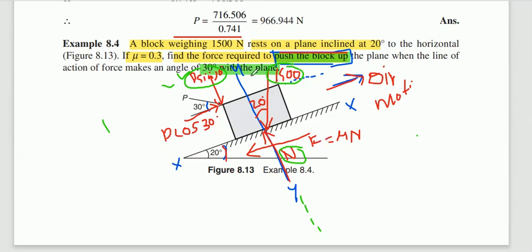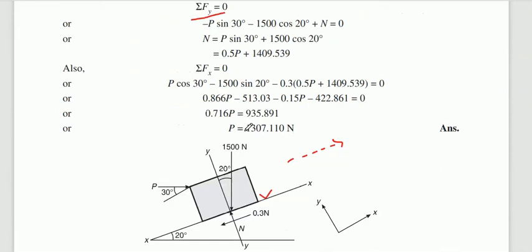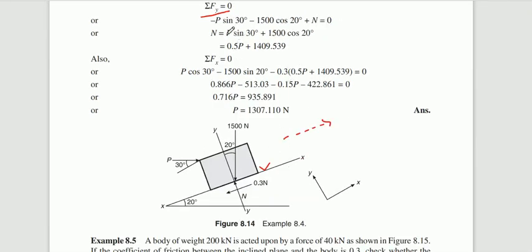So just apply the equilibrium condition here, summation of Fy. You just observe in the figure. So that is P sin 30 downward. So this force I am writing, that is minus P sin 30, that is the vertical component of P.